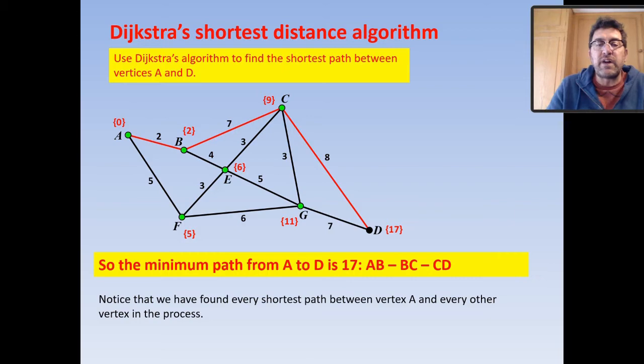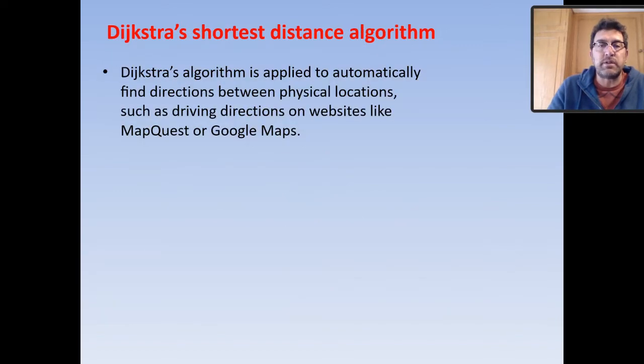Notice that we have found every shortest path between vertex A and every other vertex in our graph. We have found the shortest path. The question was saying go from A to D in the quickest possible way.